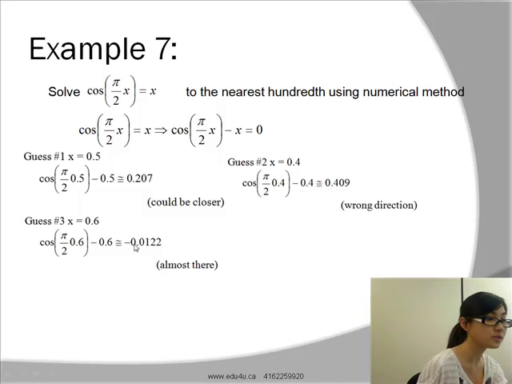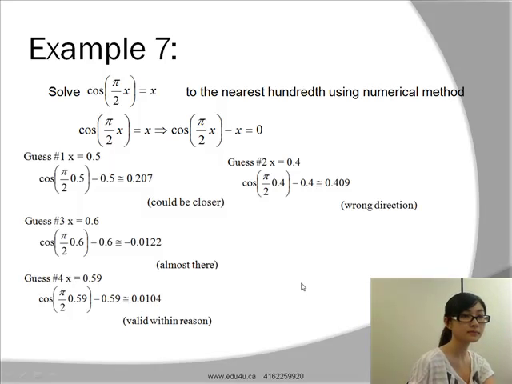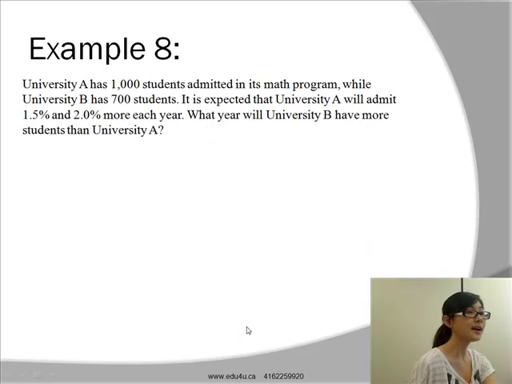So let's try 0.6, and we get negative 0.0122. So we're almost there. We passed the 0 line already. So let's try 0.59, and that'll give us 0.0104. We said to the nearest hundredth using numerical method, so this is good enough. 0.0104 is good enough. Therefore, at x equals 0.59, f of x equals g of x.